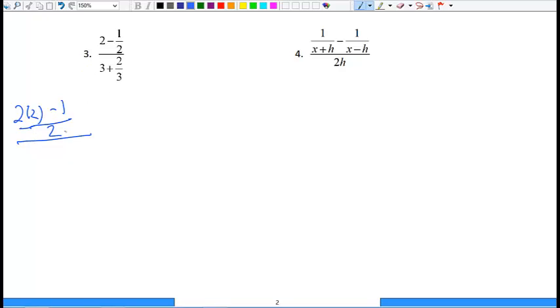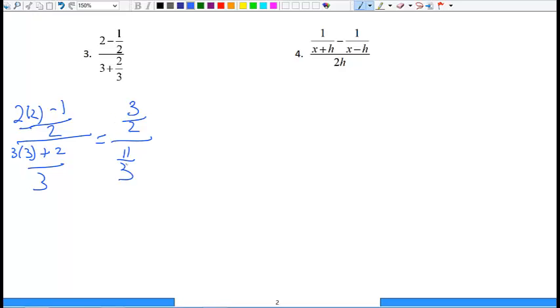The 3 plus 2/3, I want to make that say thirds. So the 2/3 piece is fine. And so the 3 is missing a 3. And so up top, in the numerator of the numerator, I get 2 times 2, so 4 minus 1, so I get 3/2 up here. And I get 9 plus 2, so I get 11/3.